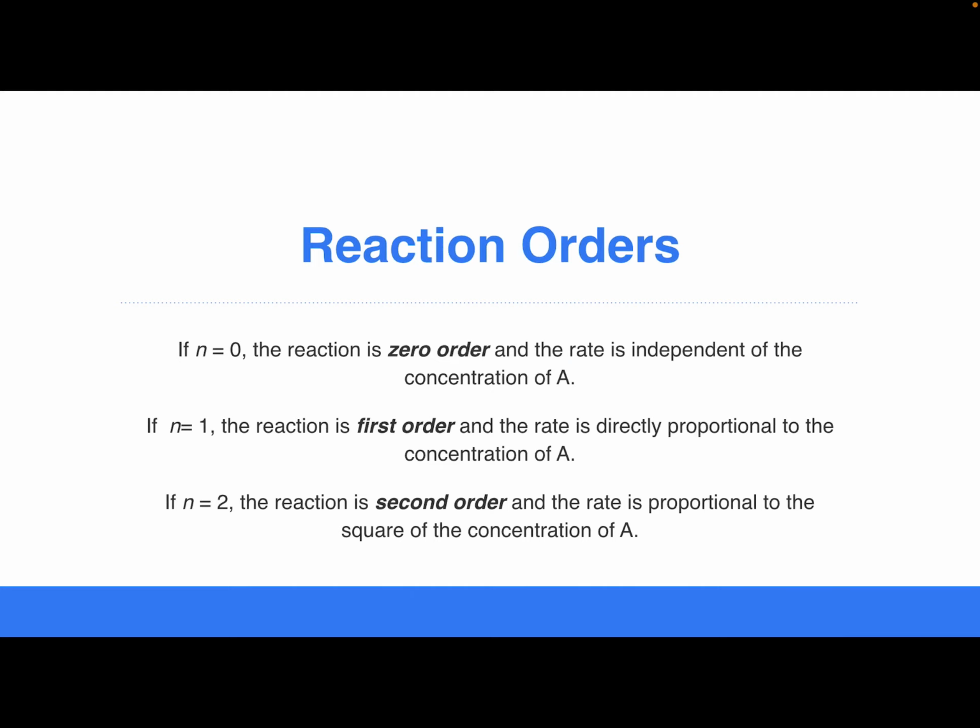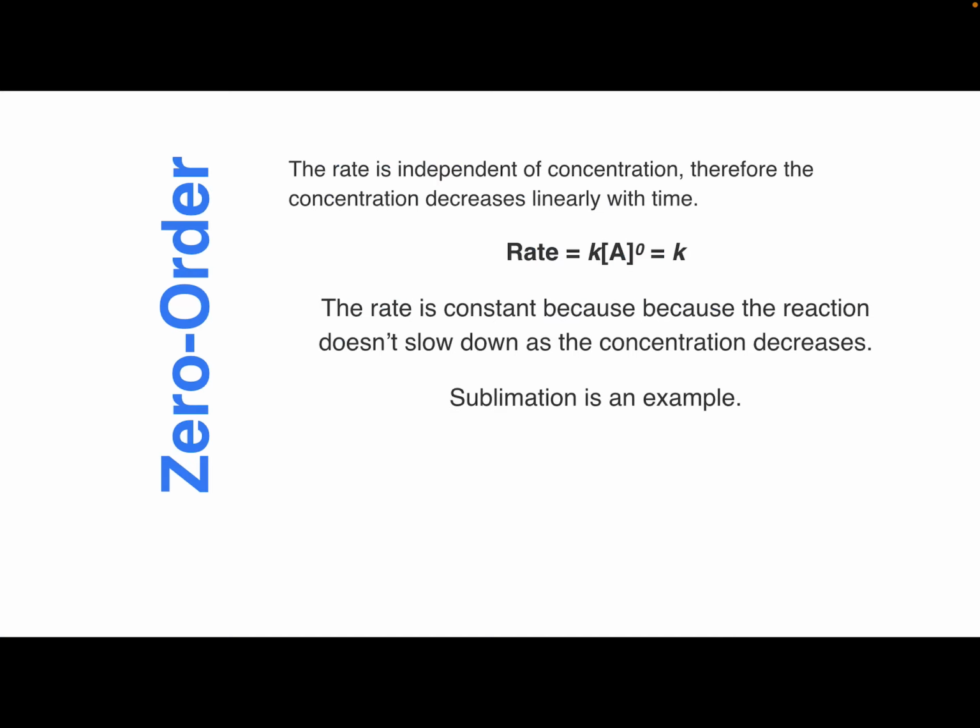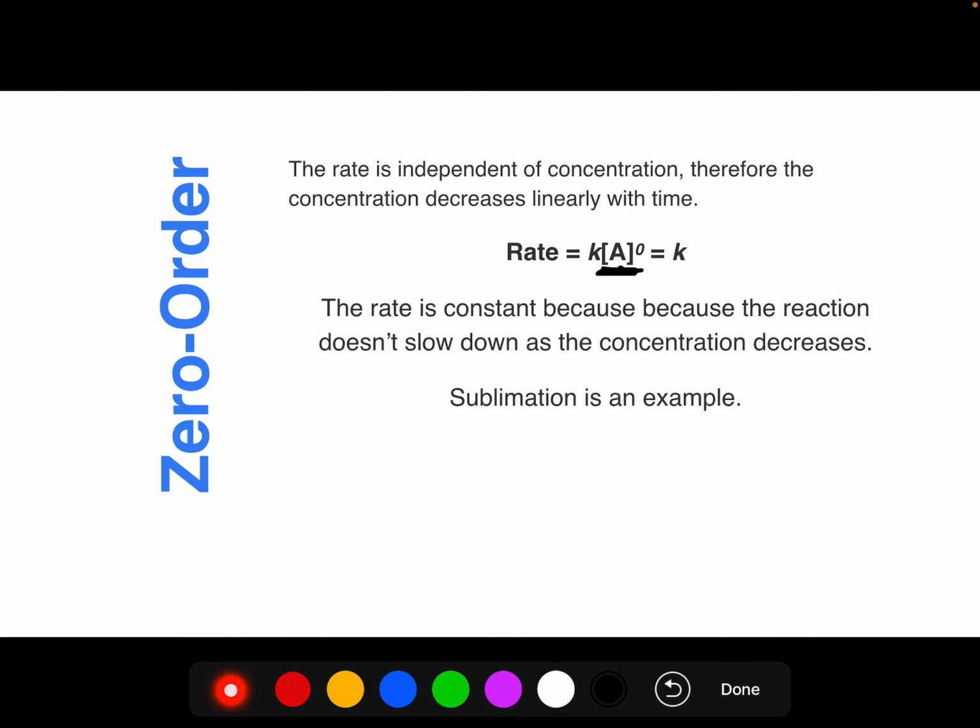If it's first order, that means the rate's directly proportional to the concentration of A, because the concentration would be raised to the first power. And then if you have second order, then it's proportional to the square of the concentration of A. So let's look at this. A zero order reaction, remember A raised to the 0 is 1. So the rate is just equal to K.